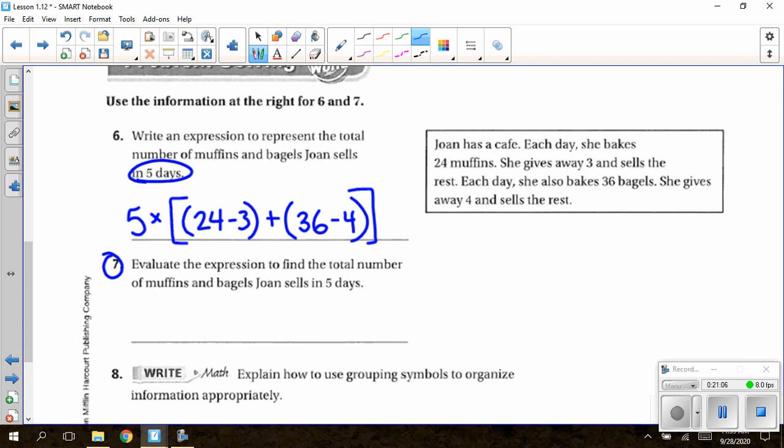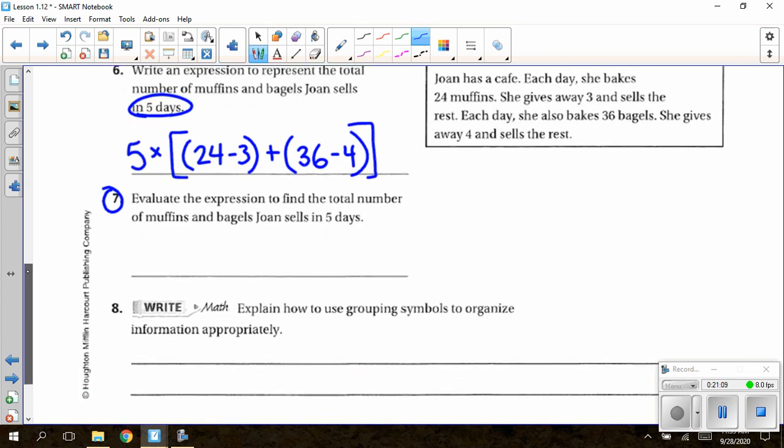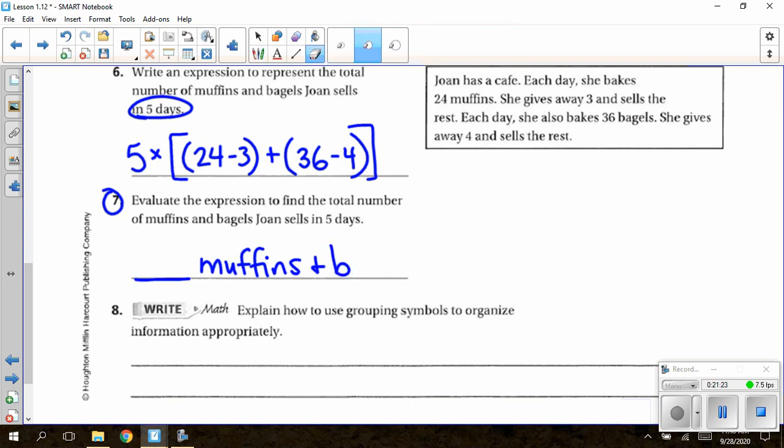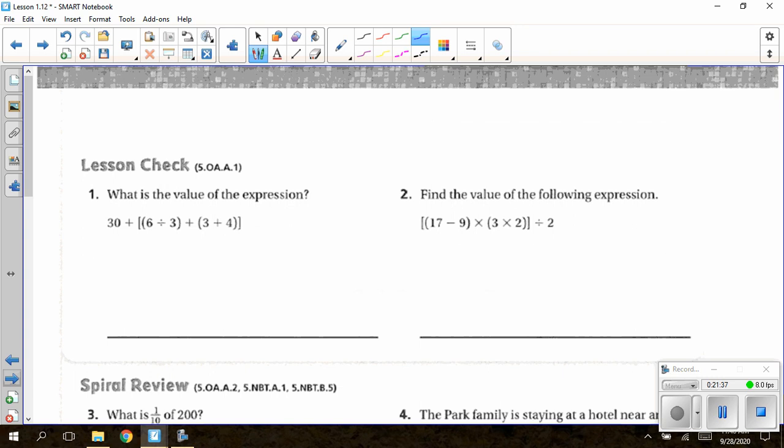So for number 7, you are going to solve the expression from number 6 to tell me how many muffins and bagels she would sell for those 5 days. If you have any questions for question number 7, please let Mr. Randall or I know. On the back, we are going to solve all of them. Notice both question number 1 and number 2, they're just having you solve those expressions just like we did on the front.